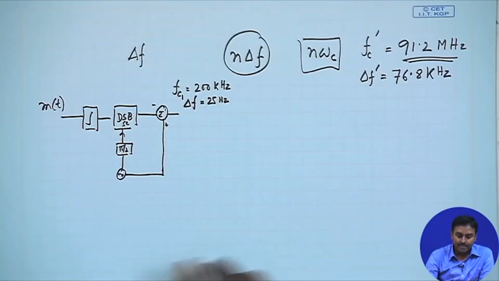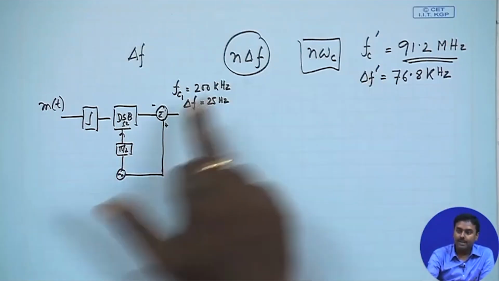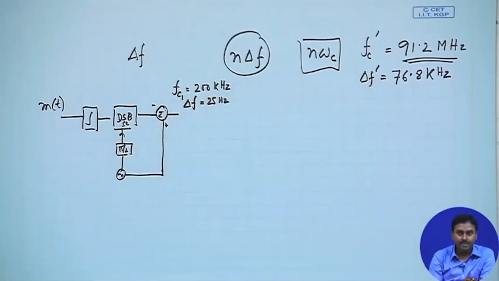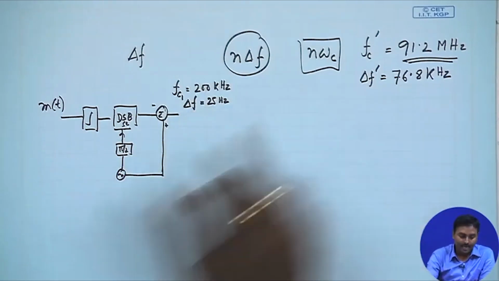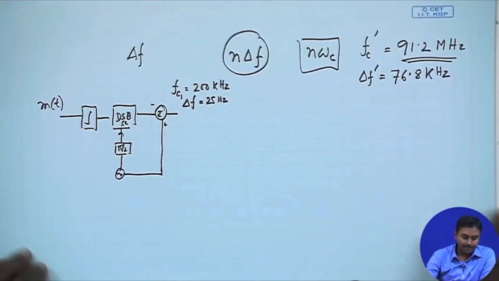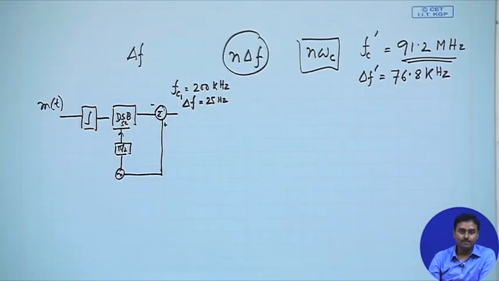How much multiplication? That should be this del f divided by this del f, that I will see immediately. So, if I just do that, immediately I will get a number, but the problem is once I get that number, if I directly apply the multiplication, this will not take it to 91.2 or some other frequency. This is where I will have problem. So, I have to do it the way it is being done in stages.